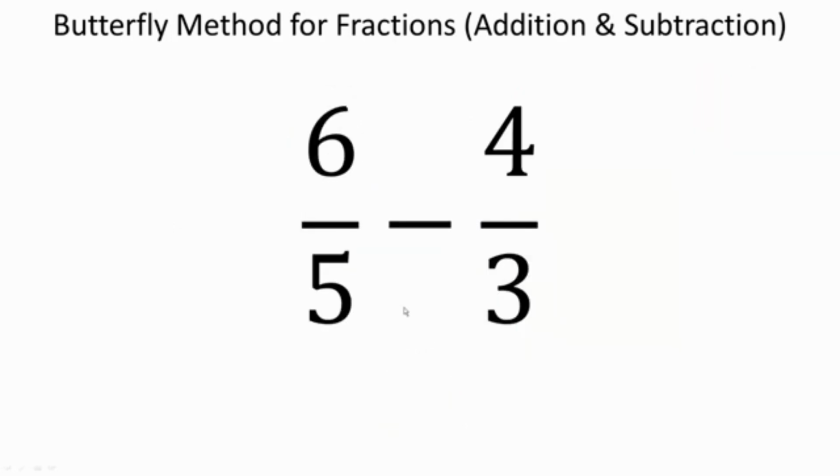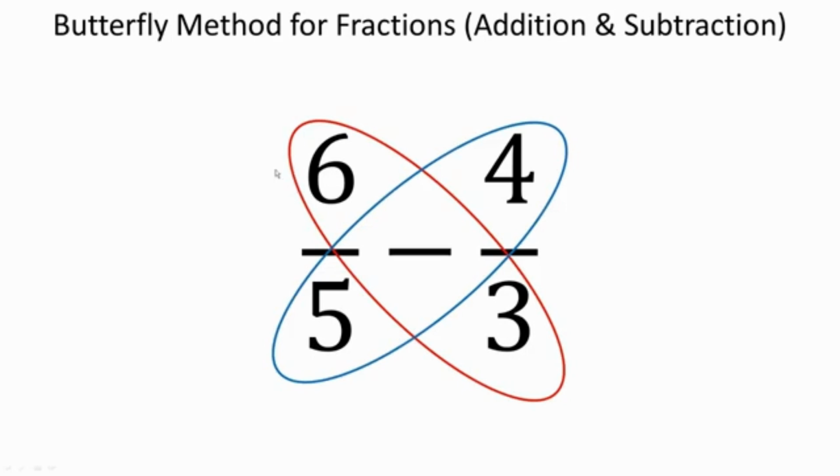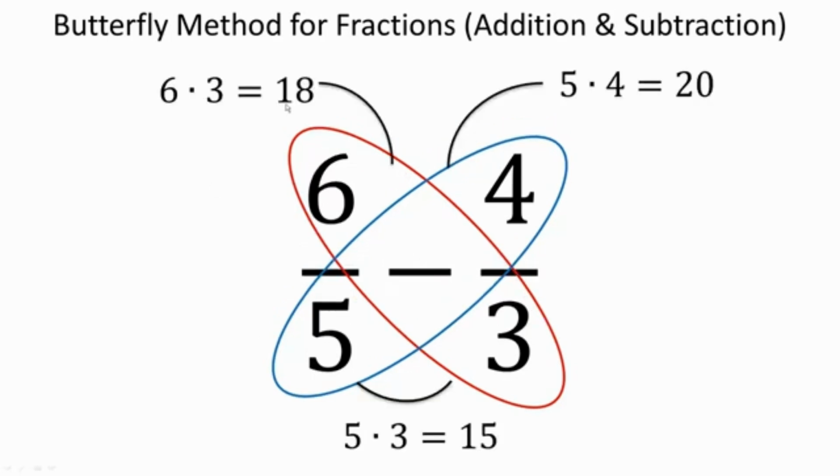Now we'll do subtraction. 6 over 5 minus 4 over 3. Same exact procedure. So we take this diagonal here in red, 6 times 3, and we take this diagonal, 5 times 4. So 6 times 3 is 18. 5 times 4 is 20.